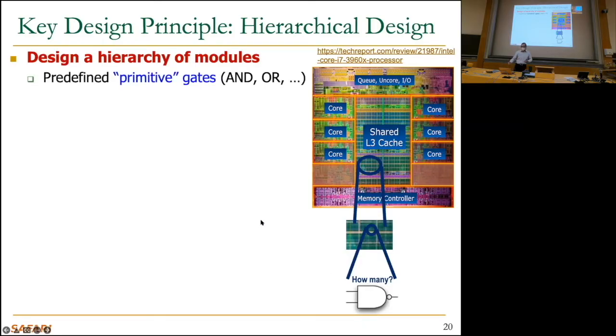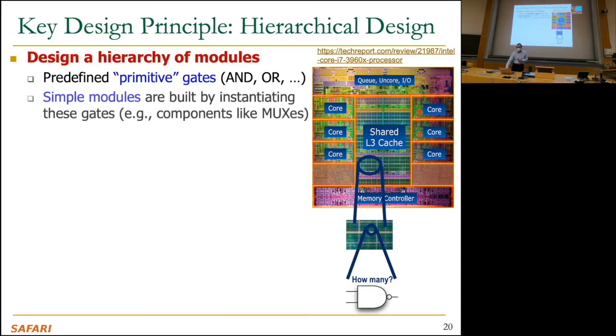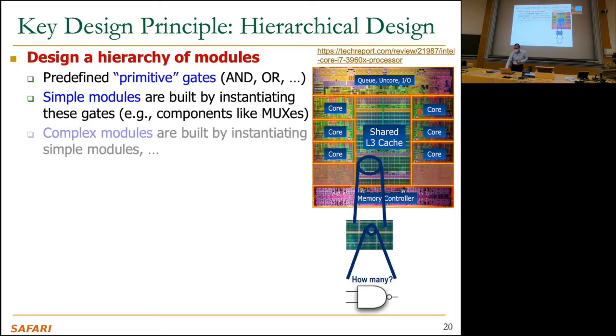We have some predefined primitive gates, and, or. You will see that in the language. We build simple modules by instantiating these gates. For example, we build muxes by instantiating these gates, like we did in the previous lectures. But we're going to do it in a language today. We can build complex modules by instantiating simple modules, as well as primitive gates. So that's how you build hierarchy.